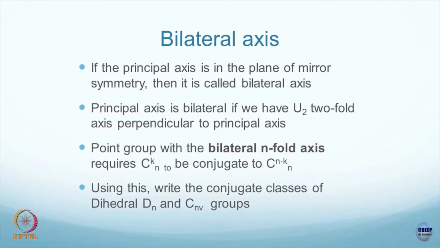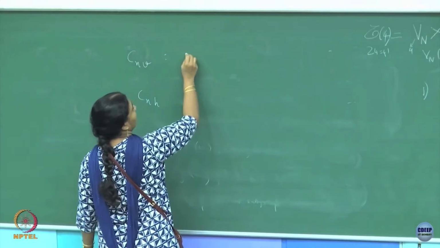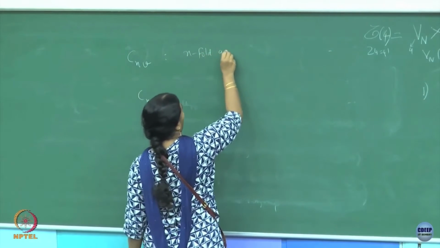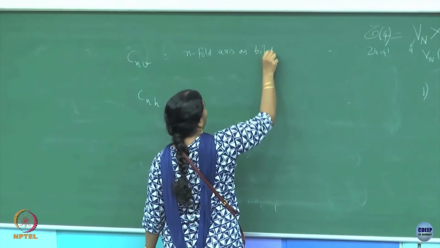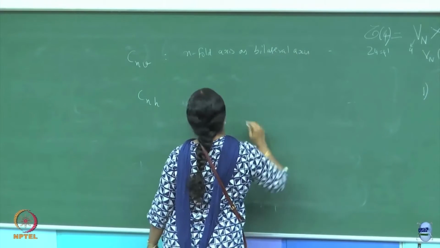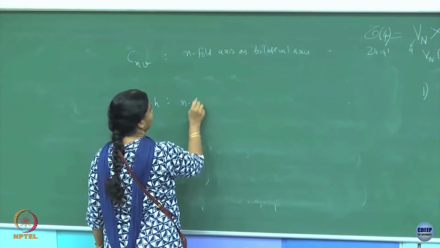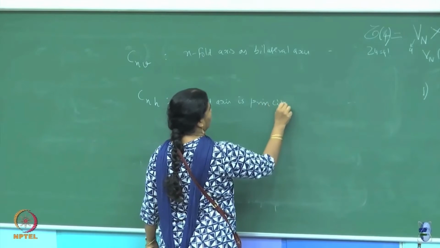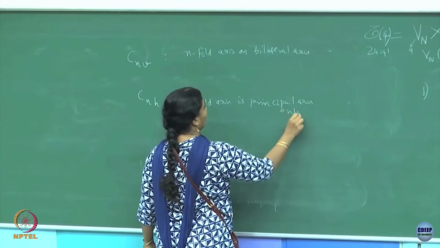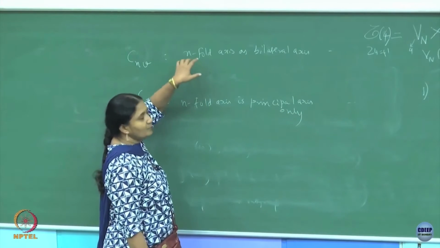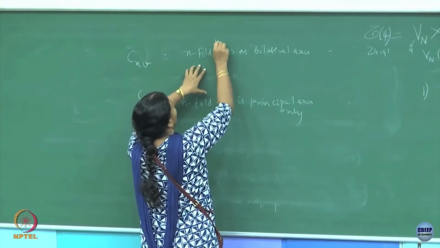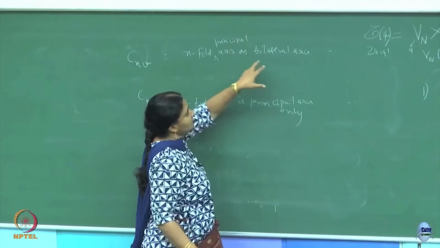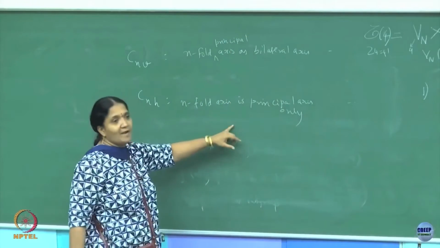C_nv has a bilateral axis, the n-fold symmetry axis, is that right? In C_nv, here you can call the n-fold axis bilateral. In C_nh, the n-fold axis is the principal axis only, not bilateral. Okay. So, this n-fold axis is a principal axis, and in C_nv it is known as a bilateral axis, but in C_nh it is not a bilateral axis.